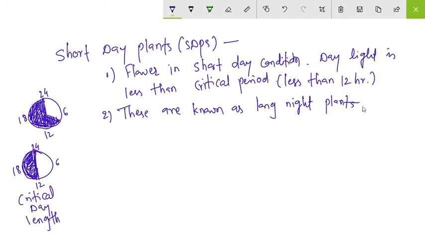Then these short day plants will not flower if the continuous dark period is disturbed even by the shortest flash of light. Okay, so we will draw one figure here. Suppose it is the day period. So it is the daytime and it is the night time.